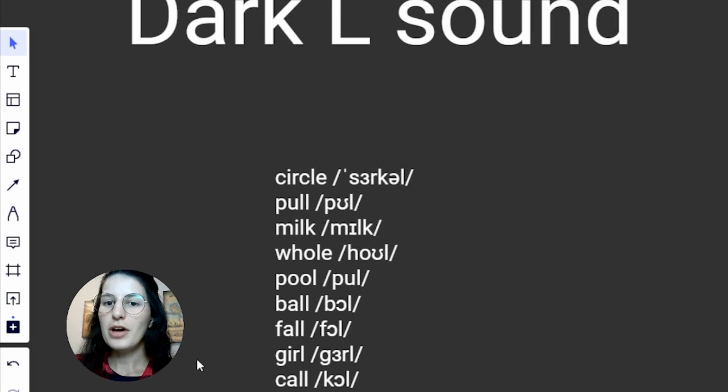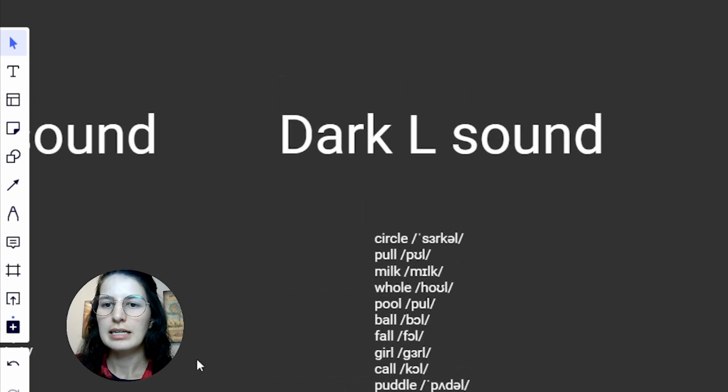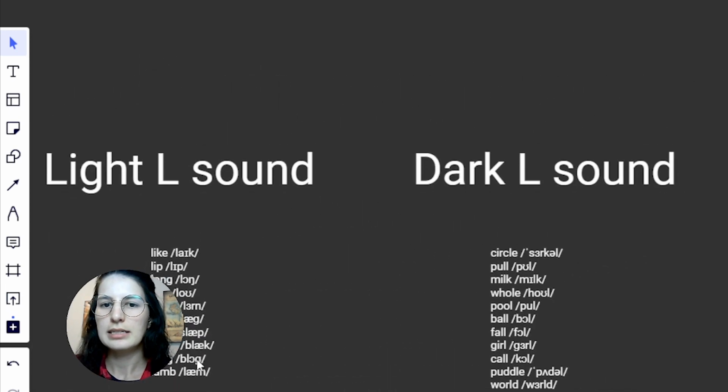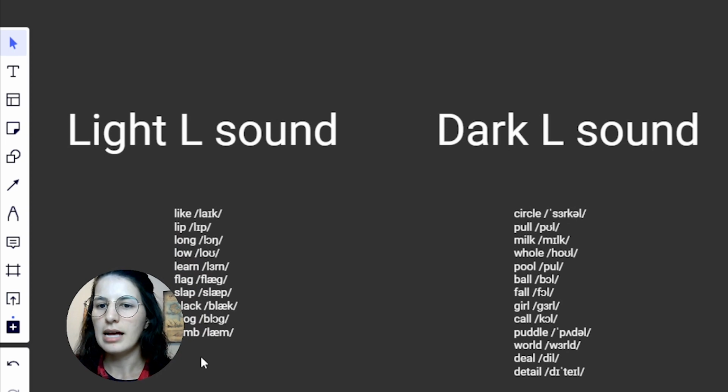So there you have it, my friends. We got the light L sound, which is a la la la la, and we got the dark L sound, which is an ul, ul, ul, ul. And we have to be careful not to pronounce it as an u. It is not a u, it is an o, right?